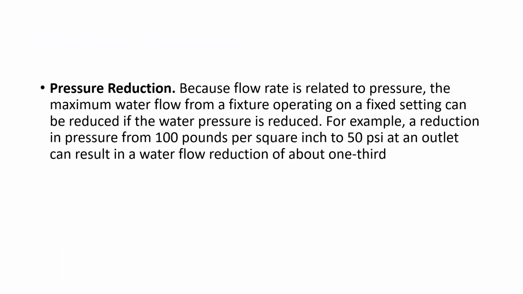Pressure reduction. Because the flow rate is related to pressure, the maximum water flow from a fixture operating on a fixed setting can be reduced if the water pressure is reduced. For example, a reduction in pressure from 100 pounds per square inch to 50 psi at an outlet can result in a water flow reduction of about 1/3.